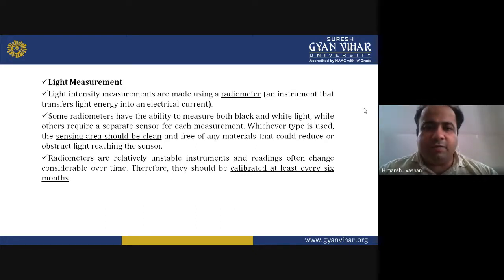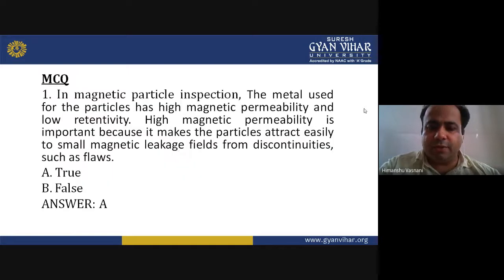Radiometers are relatively unstable instruments and readings often change considerably over time. Therefore, they should be calibrated at least every 6 months. Remember one thing: light intensity measurements are made using a radiometer, which is an instrument that transfers light energy into an electrical current. That is important. Now let's go to the MCQs.